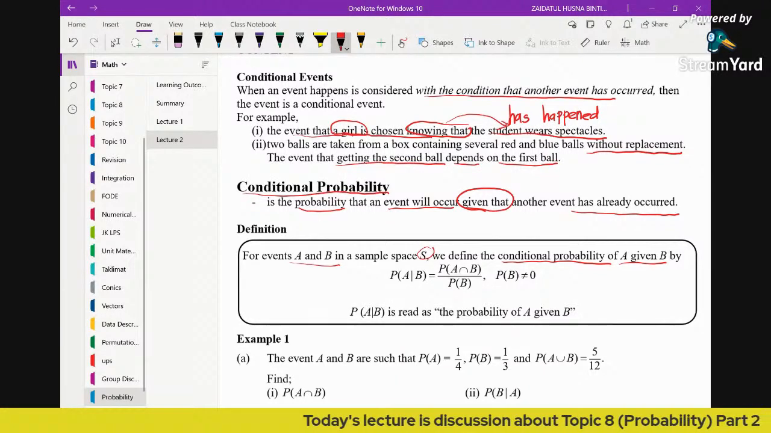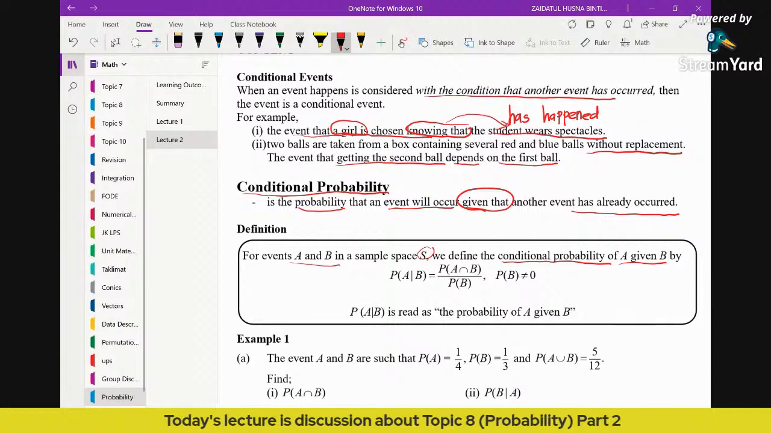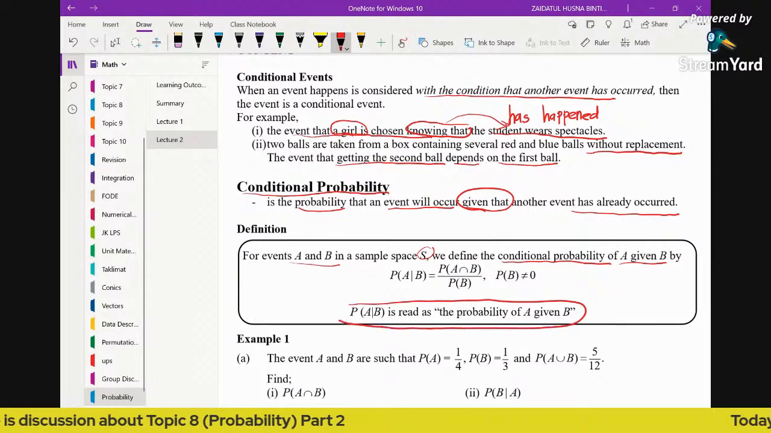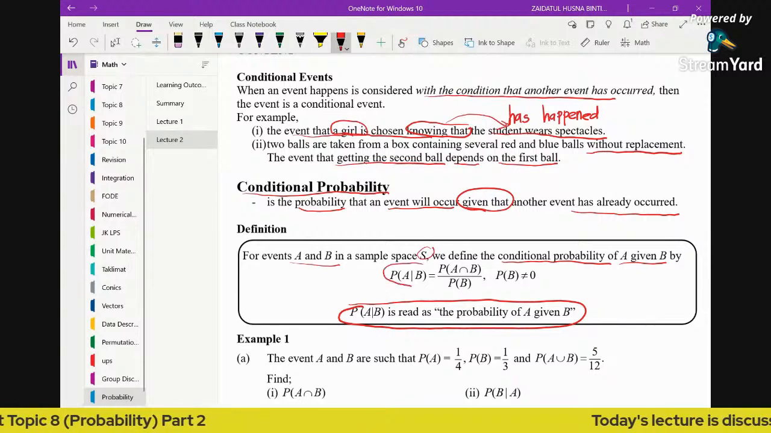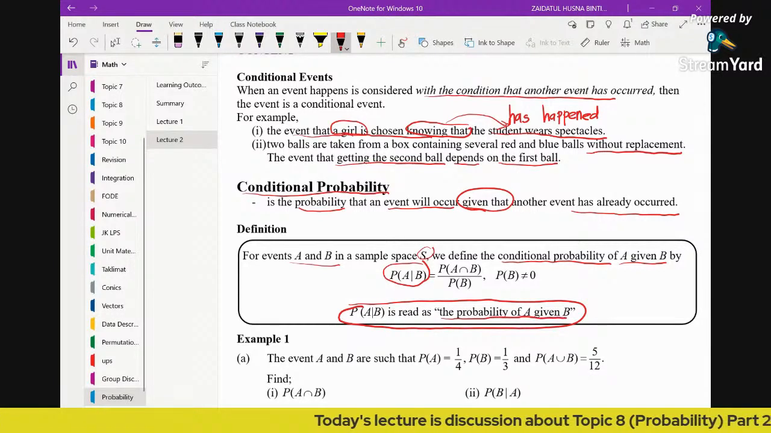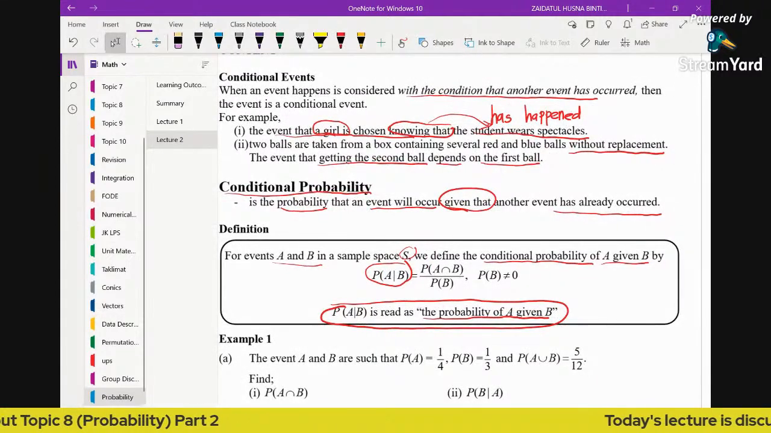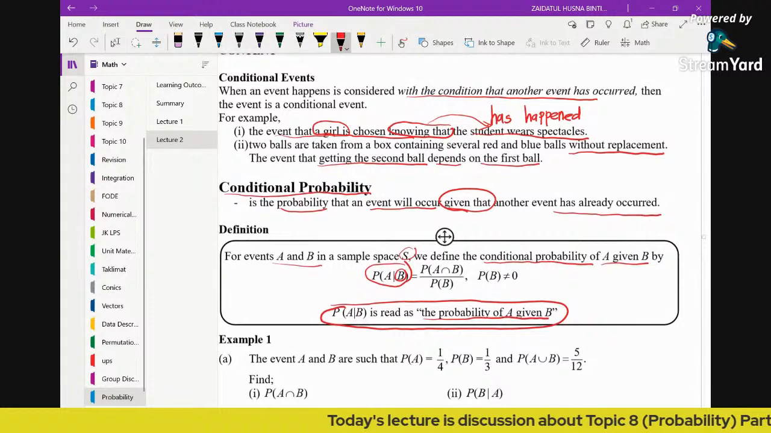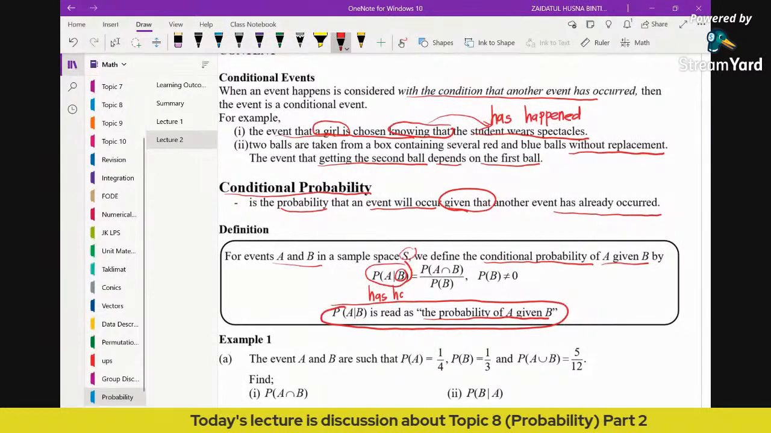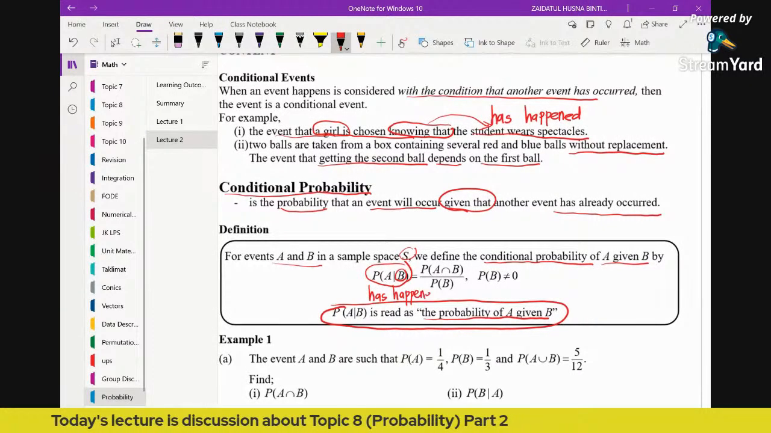And this is how to read the symbol: probability of A given B. The probability of A given B is equal to the probability of A intersect B divided by the probability of B. And you need to know that whatever event we have at the back means the event has already happened. The event that we put at the back has already happened.